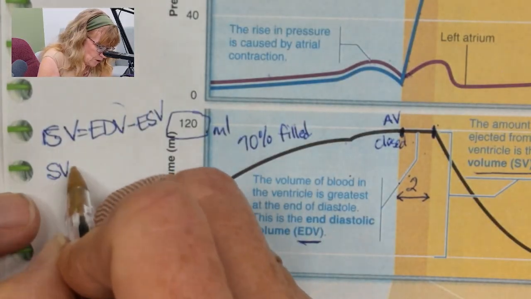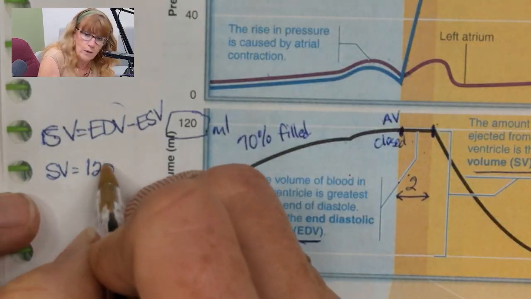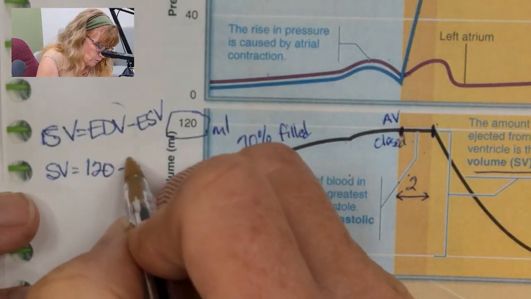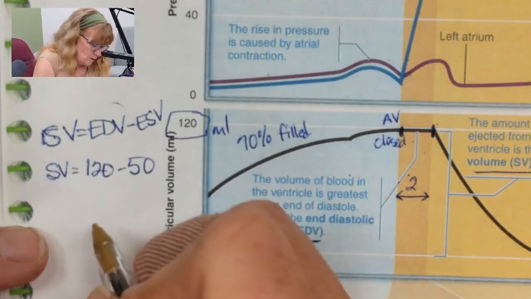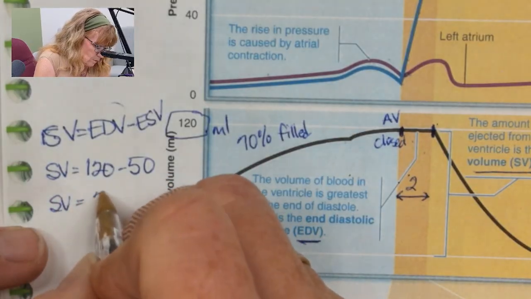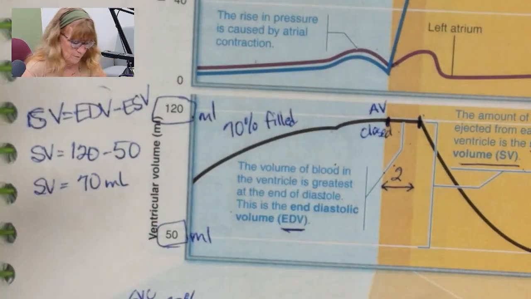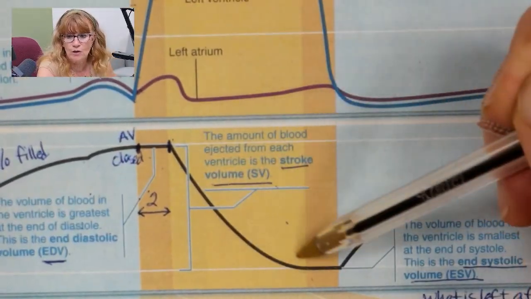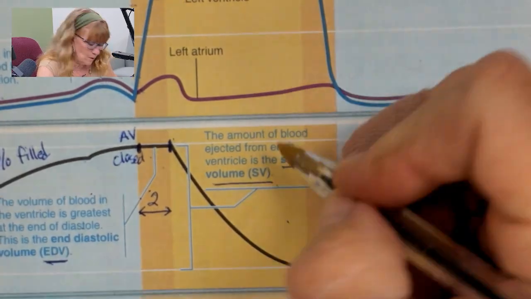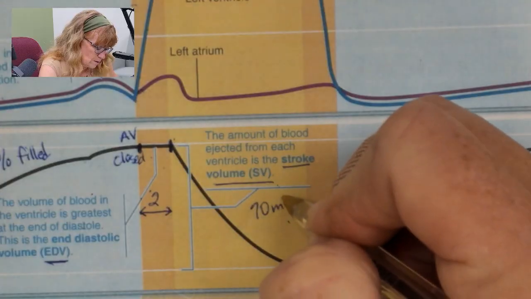We want to find out how much actually left. We started with 120, and now we're going to remain 50 in the heart. So then our stroke volume was equal to 70 milliliters. Okay, so that's what our stroke volume is here. That's how much blood actually left the heart, 70 milliliters. We'll just write that in there.